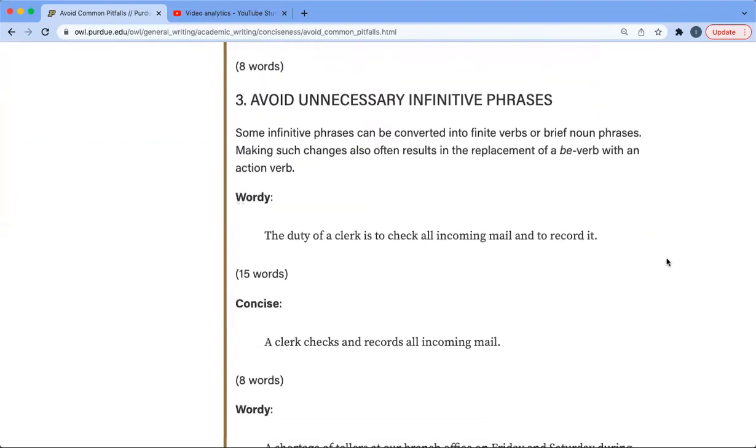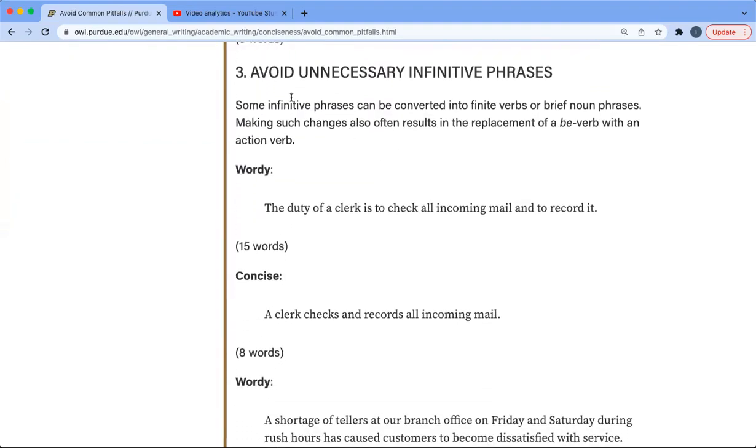The third step of how to avoid pitfalls is to avoid unnecessary infinitive phrases. Infinitive phrases are far too common in either professional writing or university and college writing. Some infinitive phrases are necessary, but mostly they can be avoided. If I say, for example, the duty of a clerk is to check all incoming mail and to record it, I can simply say a clerk checks and records all incoming mail.